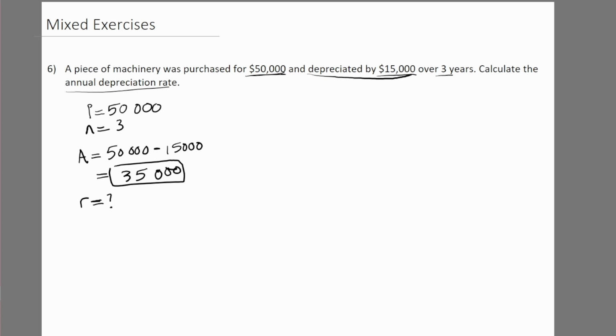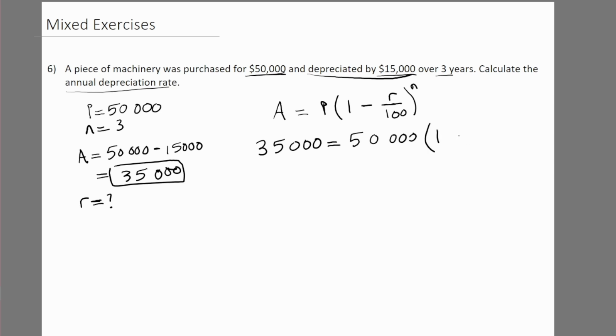So I'm going to go ahead and write down the rule. The amount is equal to principal multiplied by 1 minus R over 100 to the power of n. And so the final amount, 35,000, is equal to 50,000 multiplied by 1 minus r, which is unknown, over 100 to the power of 3. All right, so the first step to solve such an equation is to divide through by 50,000.